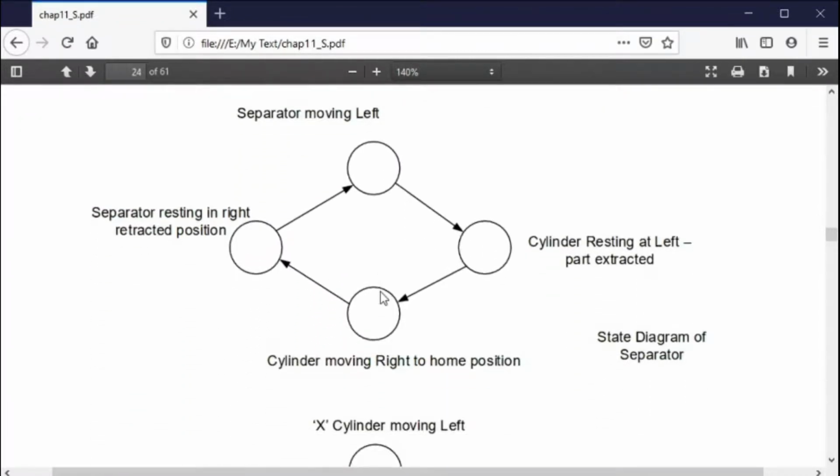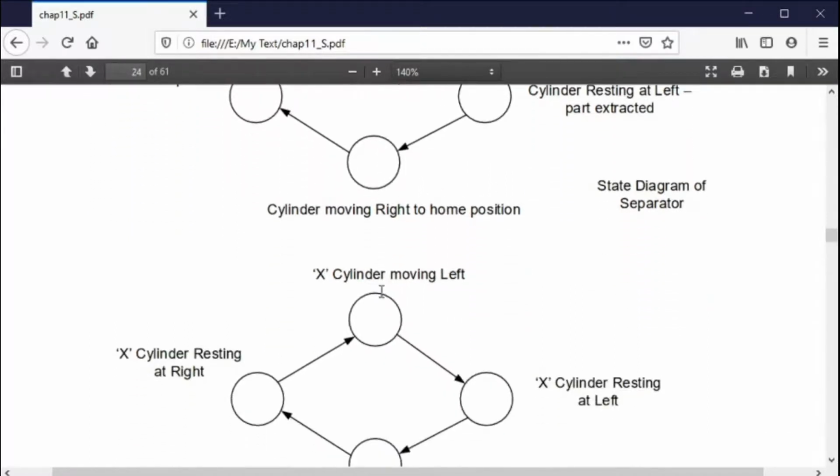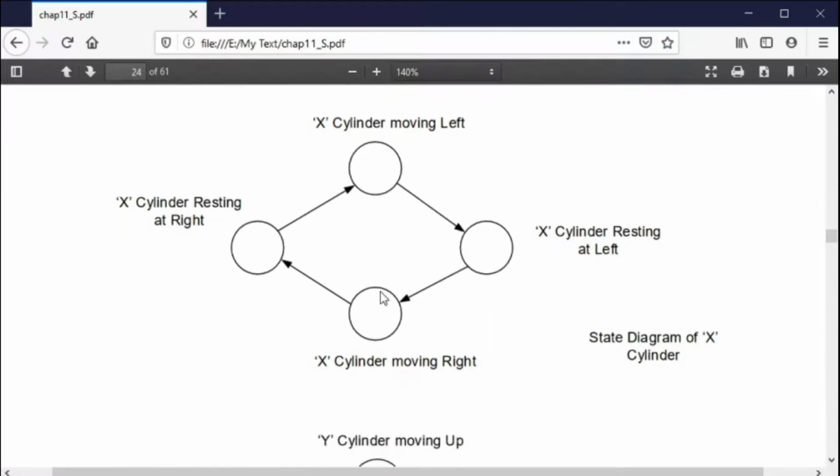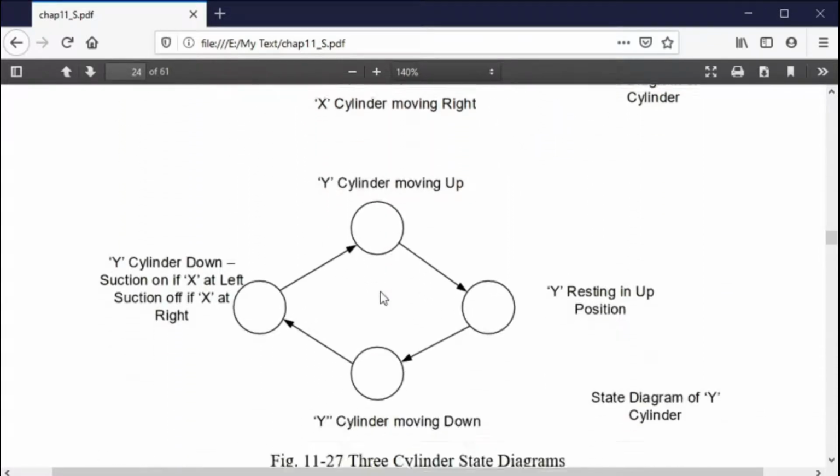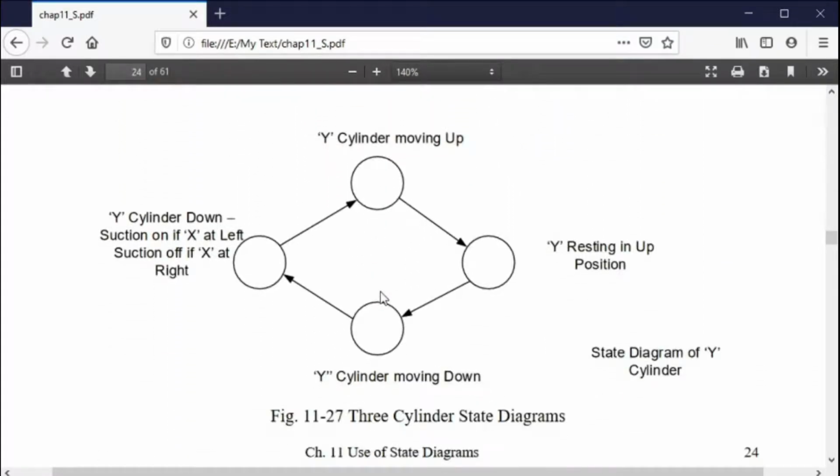So here's one of the cylinders, the 4 states. Here's another one, the 4 states. Here's another one, the 4 states. Okay. So is that as far as we have to go?